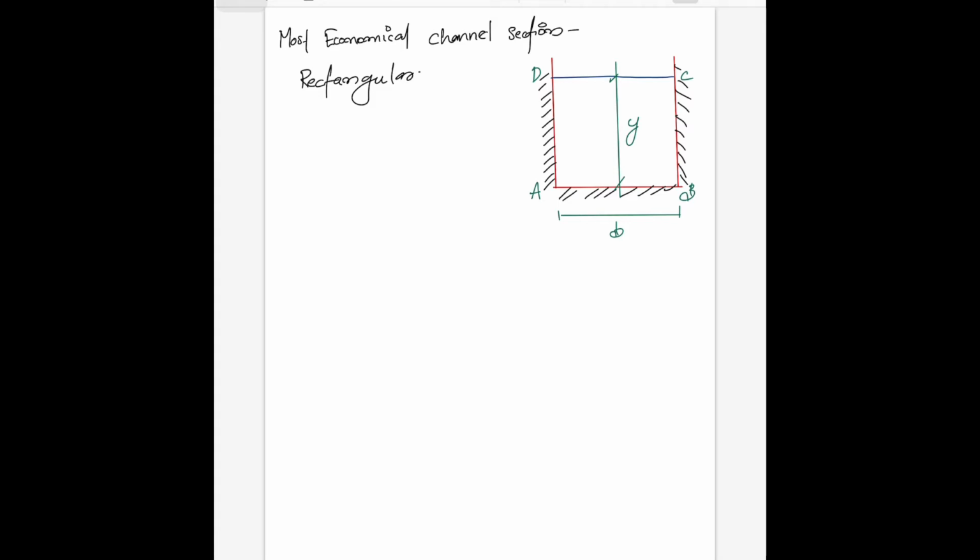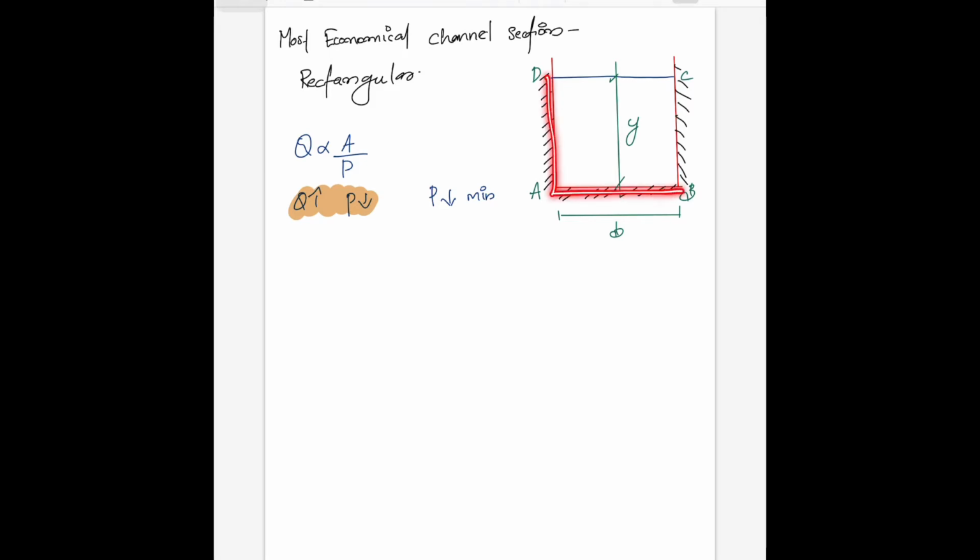I hope you all remember the condition that we made from Chezy's equation, that is, discharge is proportional to A by P. Discharge goes up as wetted perimeter goes down, and wetted perimeter going down means the construction cost goes down. So this should be our area of interest: the wetted perimeter should be minimum. This is the condition that we have to meet. Now let us start.